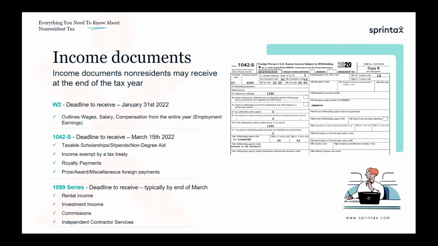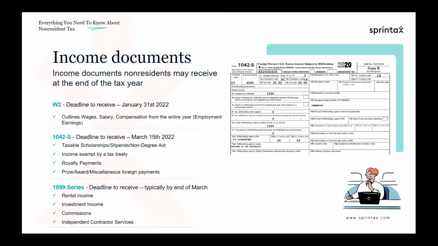Next, and probably second most common after the W2, is the 1042S. And this will typically outline any taxable scholarships, stipends, any income exempt by a tax treaty, any royalty payments, prizes or awards. And the deadline to receive a 1042S, if you're due to receive one, will be by March 15th, 2022.